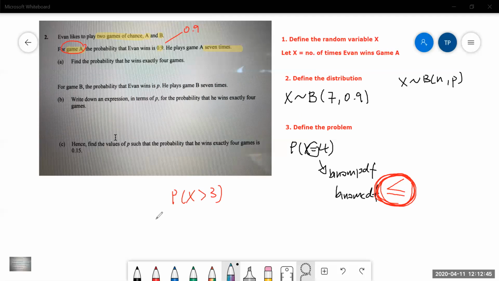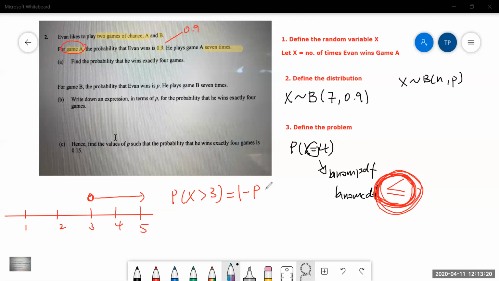So X greater than 3, if you draw the number line, for me, I will always draw the number line if I cannot see it. So I know that I have 1, 2, 3, 4, 5. Greater than 3 means from here onwards. It doesn't include 3, that's why I use a hollow circle. So how can we translate this to give us this inequality? We have to use 1 minus the probability of X less than or equal to 3.